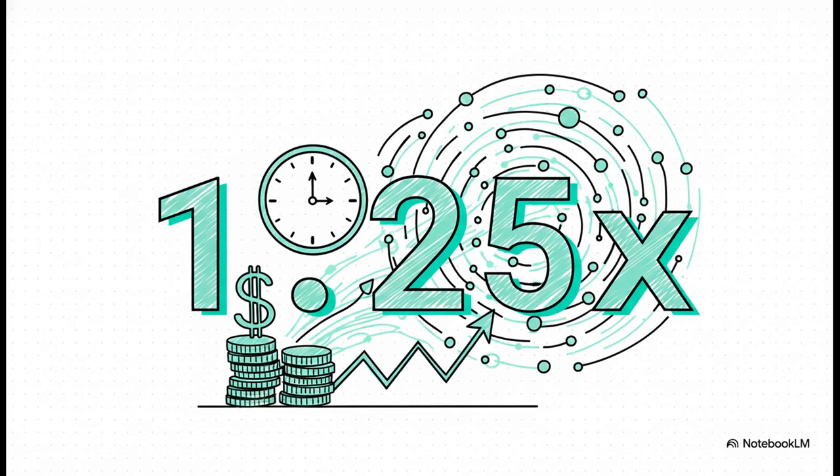And here it is, the real bottom line. To get the same level of performance as a model with AttnRes, a standard model would need 25% more compute. That is a massive, massive efficiency gain. We're talking huge savings in both time and money when you're operating at scale.